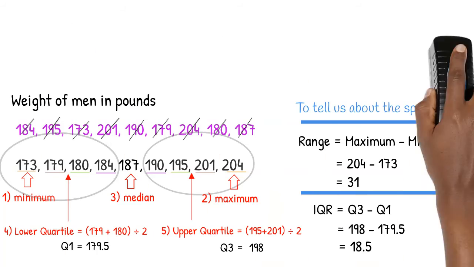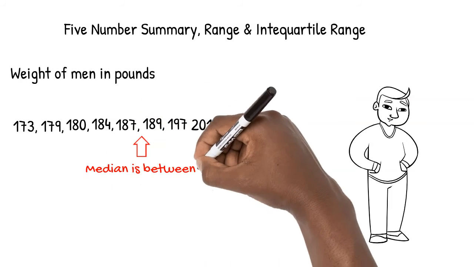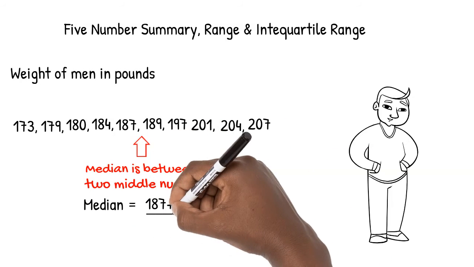In our last example, we surveyed an odd number of men. If we have 10 men instead, finding our quartiles is slightly different. But don't worry, the difference is very small. In this case, there are two numbers in the middle. So to find the median, we average the two middle numbers.